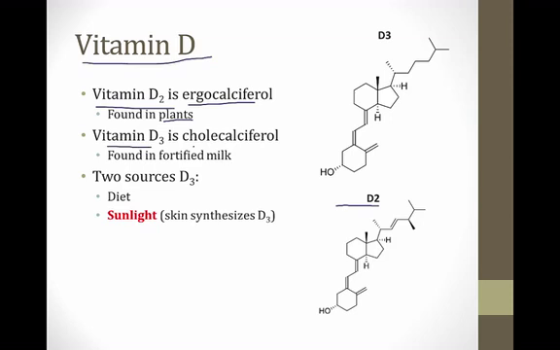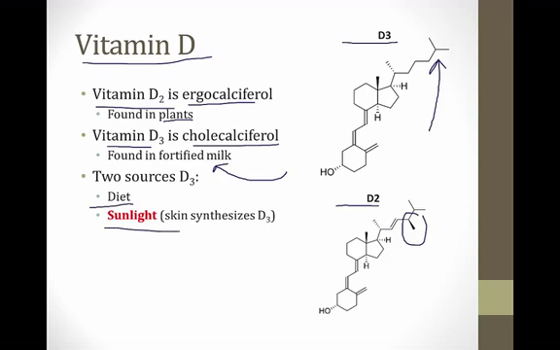Vitamin D3 is called cholecalciferol. This is the structure of D3 on the top of the screen. It looks almost identical to D2, except this one carbon has been removed in vitamin D3 or cholecalciferol. D3 is the more active form of vitamin D. It's the form that is added to fortified milk. It's the form that nutritionists recommend you take as a supplement. And there are two ways you can get vitamin D3, either from the diet or from the sun.